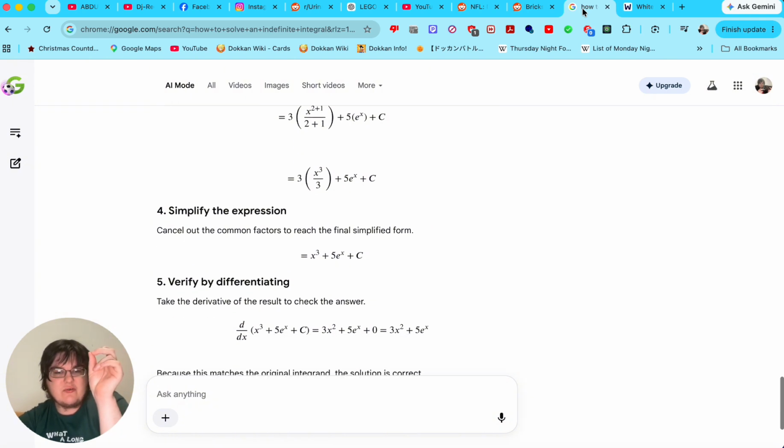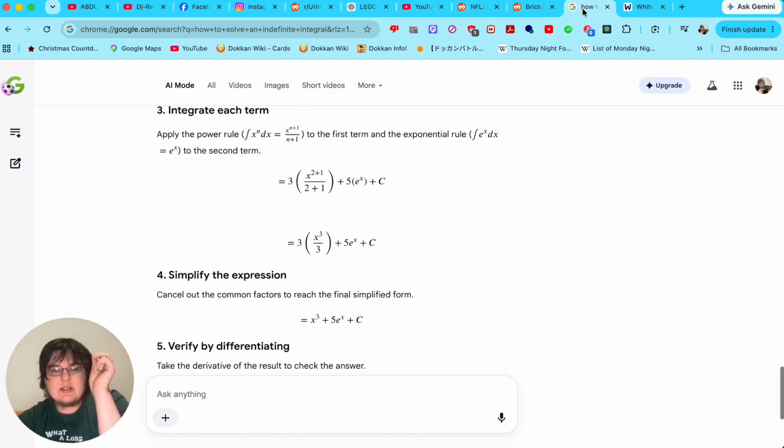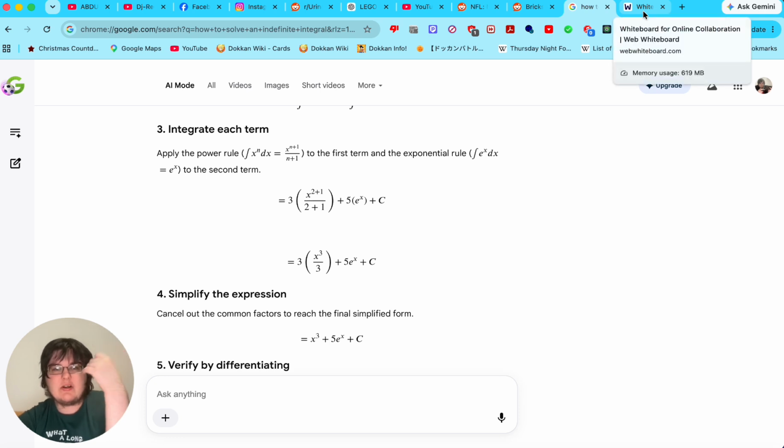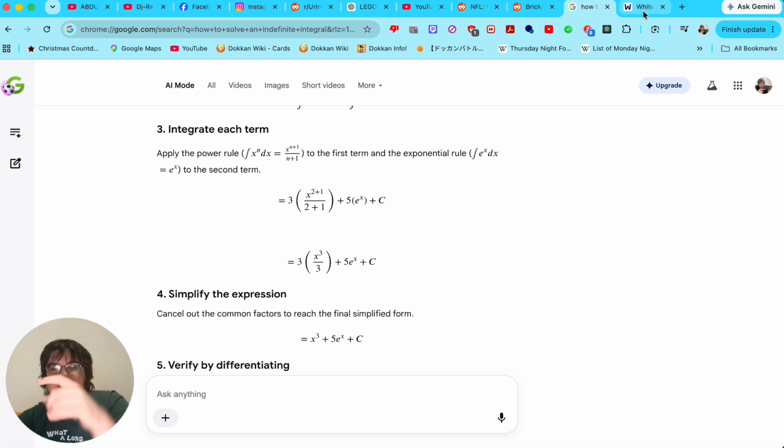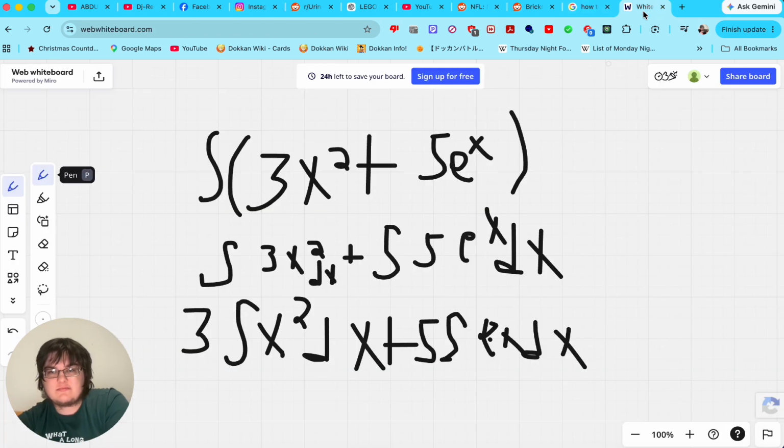Next, what you're going to want to do is use the power rule. Now, what does that actually do? Simply put, you can use it on that first term, but you have to use the exponential rule on the second term. Now, e to the x doesn't really do anything, so that's just going to remain as is. E to the x, if you use the exponential rule, doesn't really change anything.